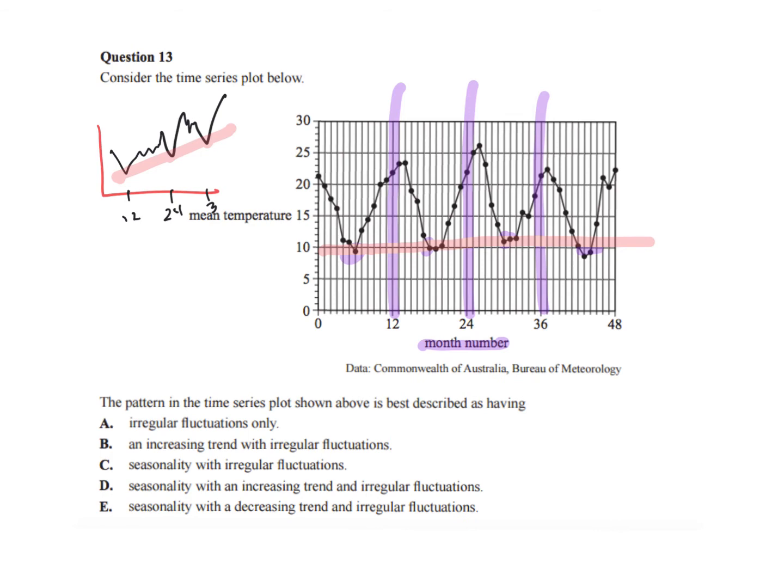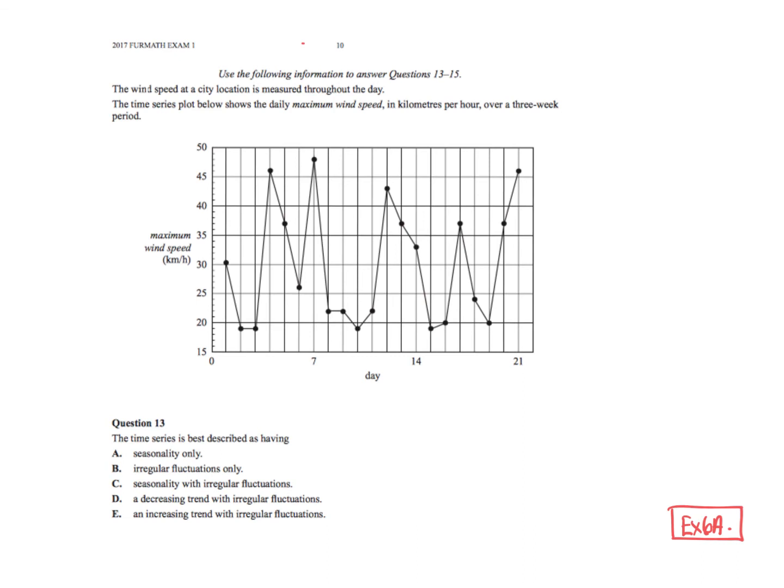Okay, but this one's not doing that. So this one is just seasonality with irregular fluctuations. So this one is C. Okay, so these are the type of questions you're going to get. Okay, so let's have a look at this one.